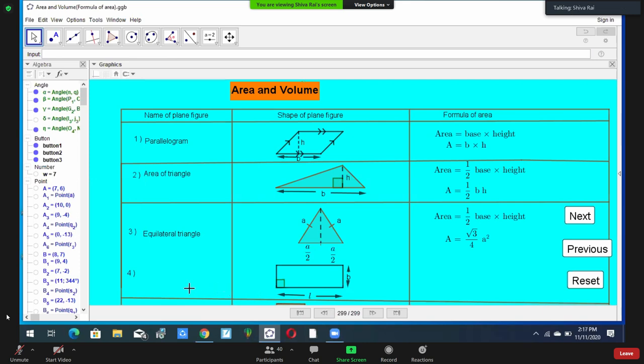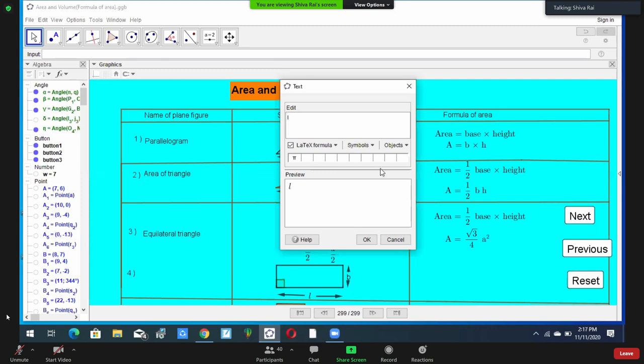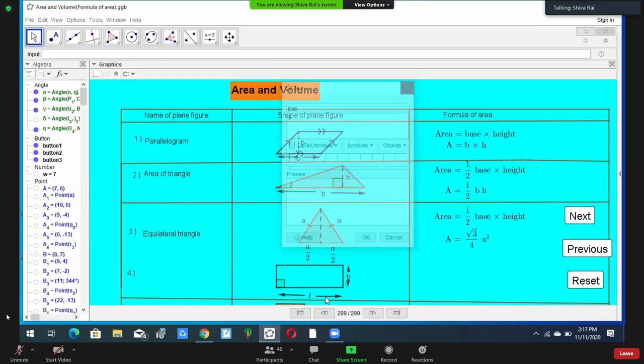Rectangle. Absolutely correct. Rectangle, you look here. Opposite sides are parallel and equal. If one of the angles in a quadrilateral is 90 degrees, and opposite sides are parallel and opposite sides are equal also, that is a rectangle.